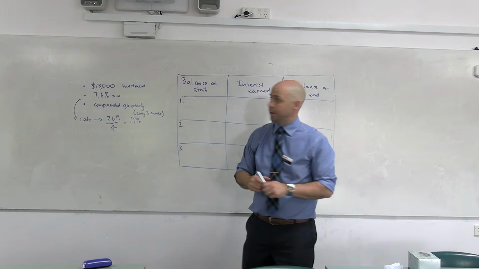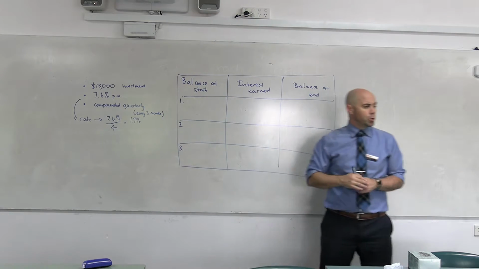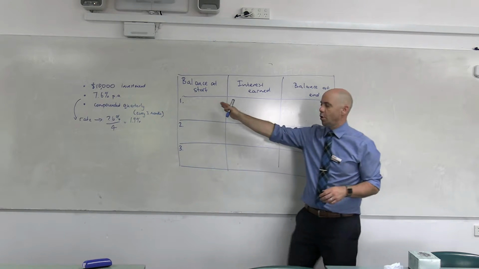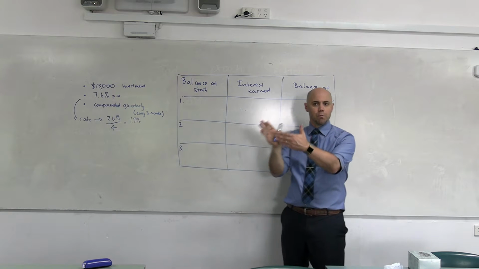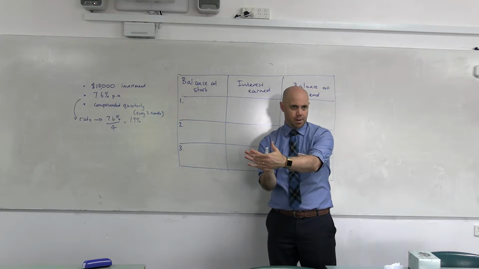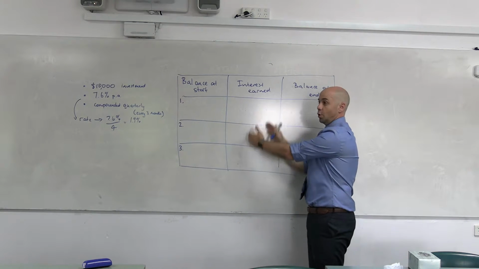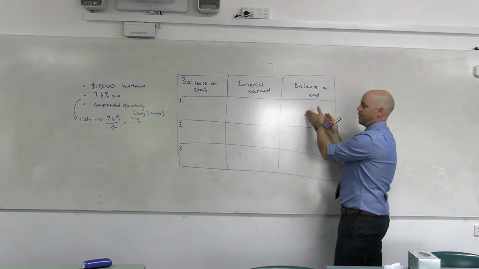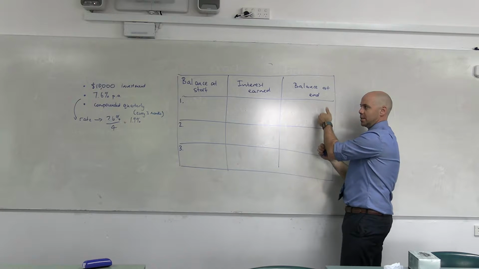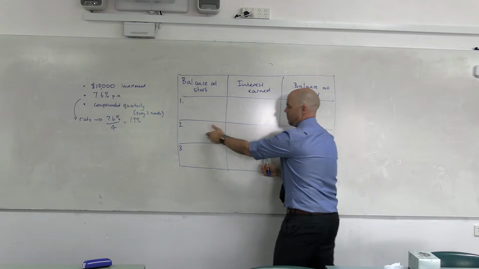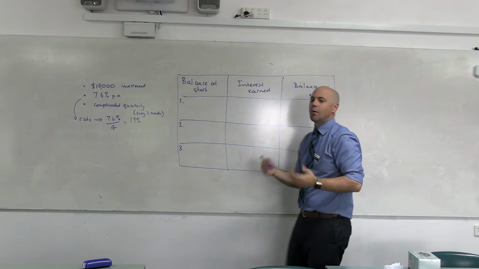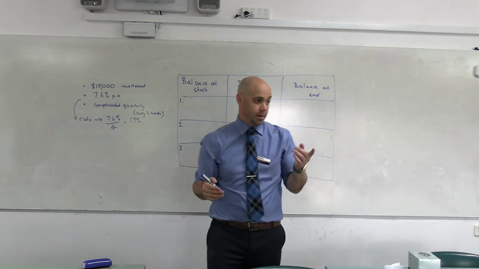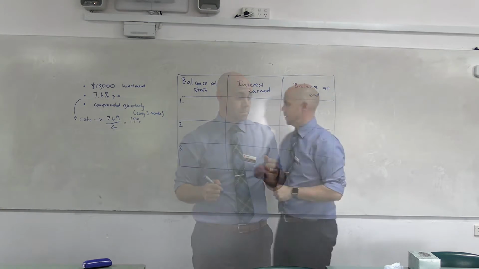Now, how does it work? When we do compound interest, we'll use a table like this. We'll work across: the balance at the start of the interest period, how much interest you earn during that period based on that balance, and therefore how much I've got at the end of that interest period. Then I start my next interest period and continue on however many times the question wants me to do that.